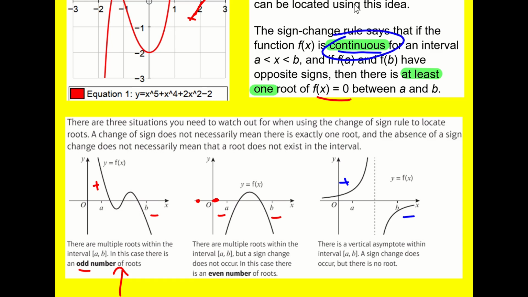Sign change only implies a root, or at least one root, if it's a continuous function in the interval. Of course, this is a weird thing, you might get discontinuous functions that are continuous over certain ranges. That's possible. If this function then carried on like this, for example, then it's okay. So it's really important that it's continuous in the interval. If it's discontinuous in the interval, then you can't assume and use the sign change rule.